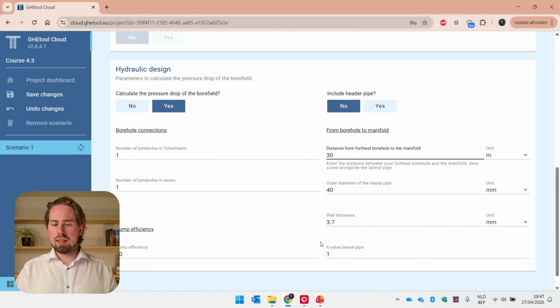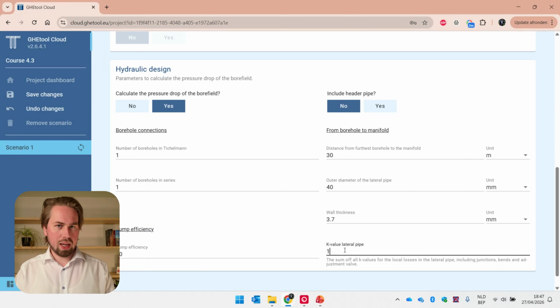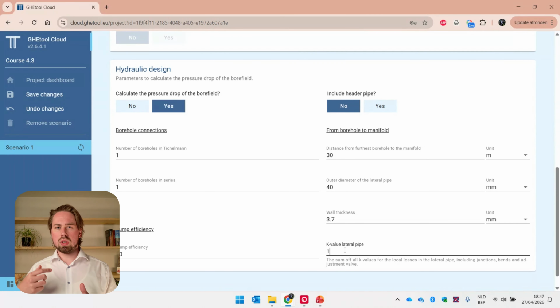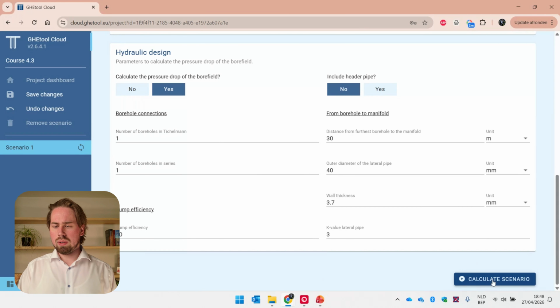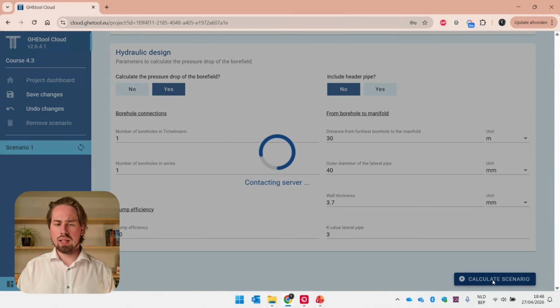And then here we see that we have a K value for the lateral pipe. So basically this was all the bends the pipe went through, and we calculated it and it was 3, namely the manifold valve, then one right angle bend, and then one bend at the end to go down the borehole. And that we have 2 times multiplied by 0.45, so it's a K value of 3 in the end. So let us go ahead and calculate this.